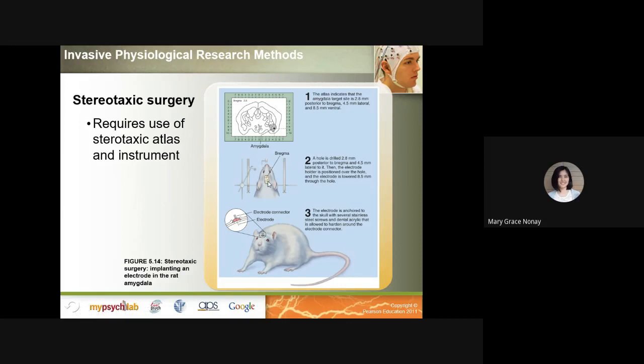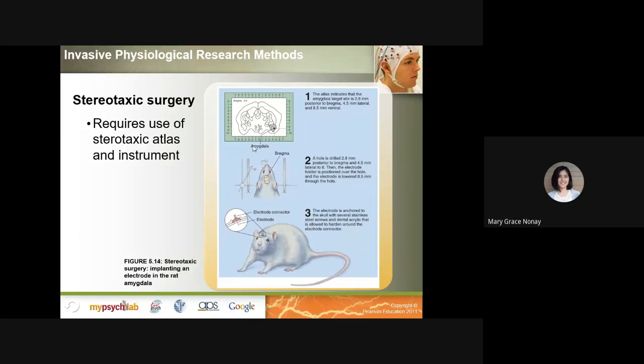And the stereotaxic instrument has two parts. A head holder, which firmly holds each subject's brain in the prescribed position and orientation, and an electrode holder. So ayan, kikita nyo naman, no? The electrode conductor. Okay? So it holds the device to be inserted. So a system of precision gears allows the electrode holder to move in the three dimensions: anterior, posterior, dorsal, ventral, and lateral, medial.